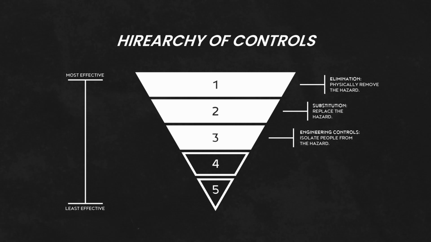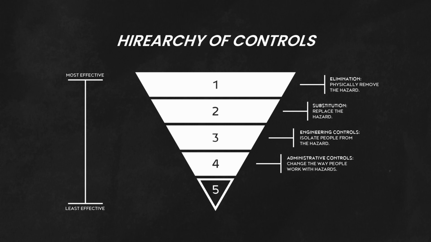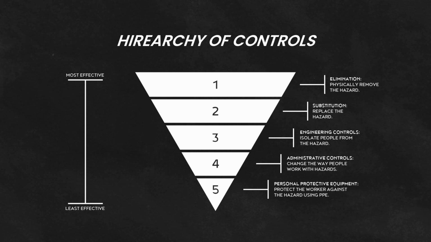Then we have engineering controls, where we isolate people from the hazard. And then we have administrative controls, where we change the way people work, followed by personal protective equipment, where we protect the worker with PPE. Always start at the top of the hierarchy and work your way down. The higher up, the more effective the control measure.